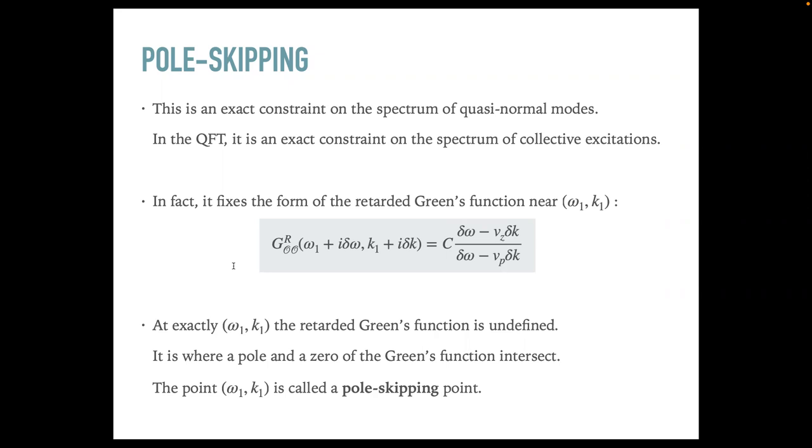So there's no experiment that I can think of where weird things will happen. I would like to know the answer to that question as well. Is there, for example, in real space, some characteristic signature I could look for in this Green's function? What would I see near a pole skipping point? I don't know the answer.